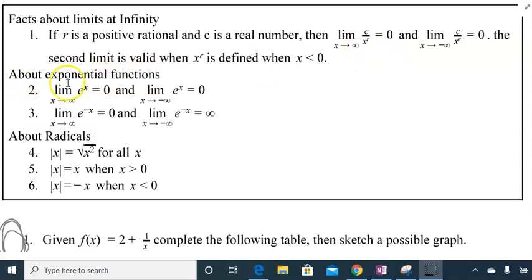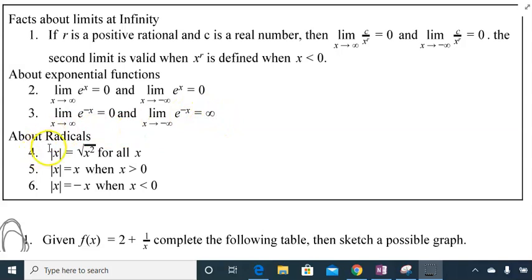About exponential functions, 2. Limit as x approaches infinity of e to the x is equal to 0, and limit as x approaches negative infinity of e to the x equals 0. 3. The limit as x approaches positive infinity of e to the negative x equals 0. The limit as x approaches negative infinity of e to the negative x is equal to positive infinity.